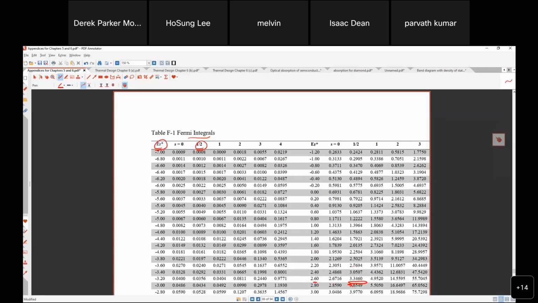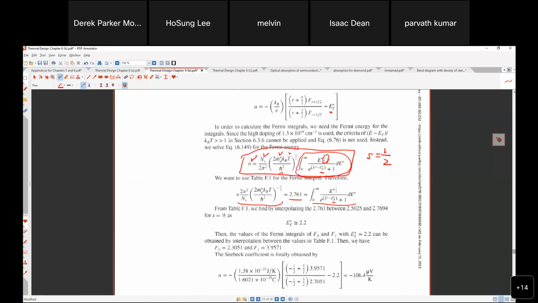2.76 here. 2.76 is here. I'm sorry. 2.76 is here. The Fermi energy is 2.2. Fermi energy 2.2. Yes. Fermi energy 2.2. Actually, from the table, I just got it.